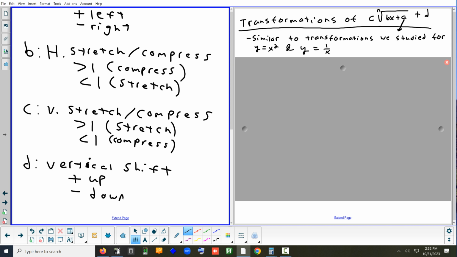What if B or C was a negative? Does anybody remember what that causes the graph to do? Reflect. Yep, causes it to reflect. If B is negative, it would reflect horizontally. A horizontal reflection would look like this. Left to right. And if C was negative, that's a vertical reflection. That would look like this. Up to down.